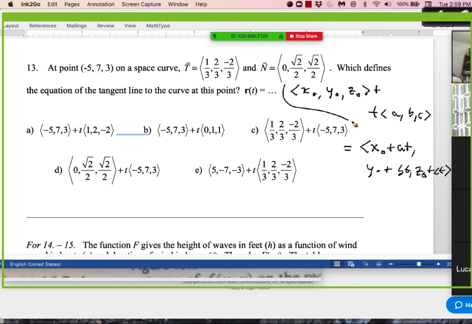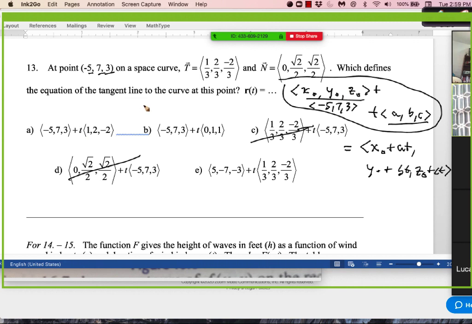But the forms of these answers are this form. So what do we need? We need a point on the line, and we need a vector parallel to the line, or the direction vector of the line. It says at point -5, 7, 3. There's our point. So this is going to be our -5, 7, 3. It's our point on the line. So that's just A, B, or E. So these are gone. A, B, and E have the point in the right place. And now we need the equation of the tangent line.